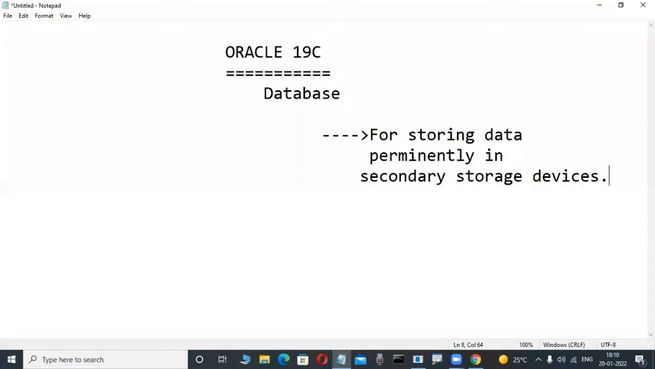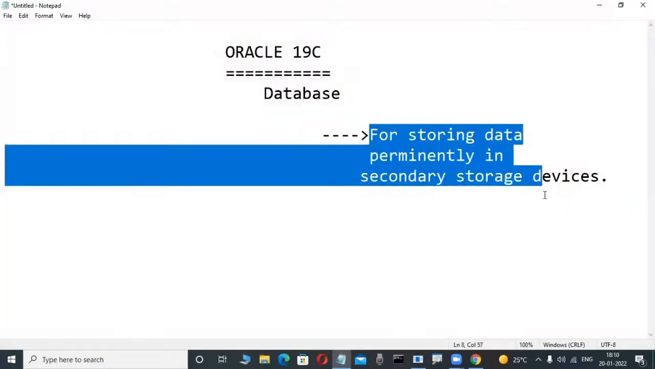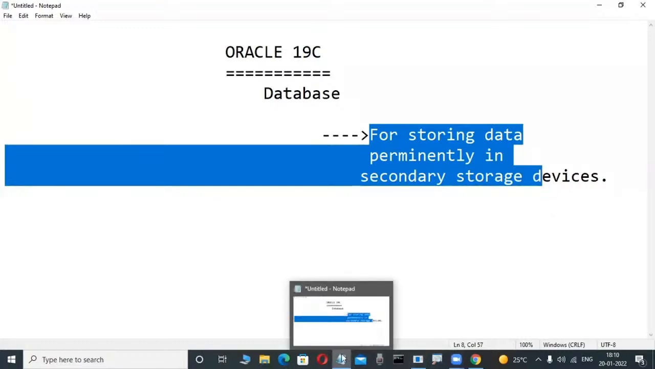That's why Oracle is a product from Oracle Corporation, a popular relational database, and its purpose is storing data permanently in secondary storage devices. Now slowly observe. So many database applications are there worldwide. 90% of software applications depend on a database. Without a database, it is impossible to store the whole data.